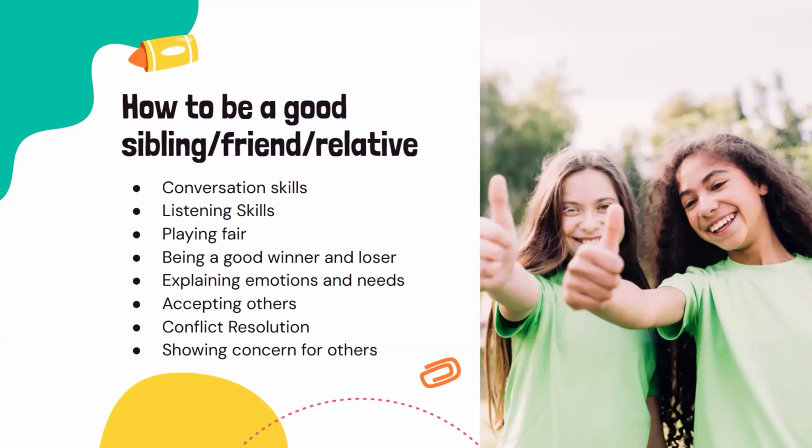So did you know that we were created to live in families and community and to support and love one another? So, what are some ways that we can be a good sibling, a good friend, and a kind and loving relative? So, today we're going to talk about conversation skills, listening skills, playing fair, being a good winner and loser, explaining emotions and needs, accepting others, conflict resolution, and showing concern for others.